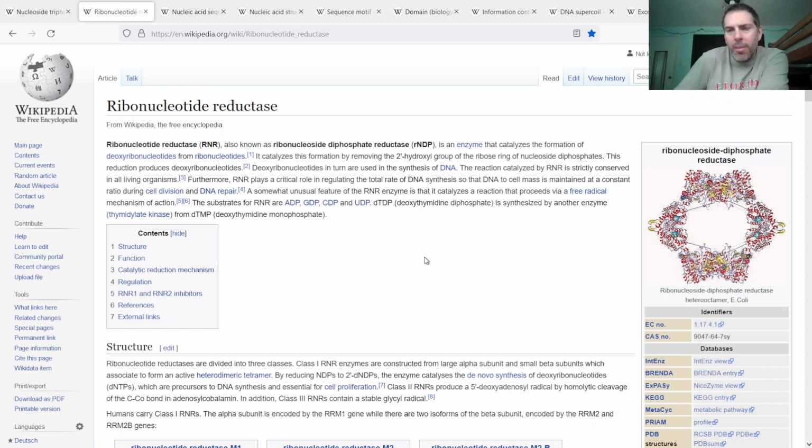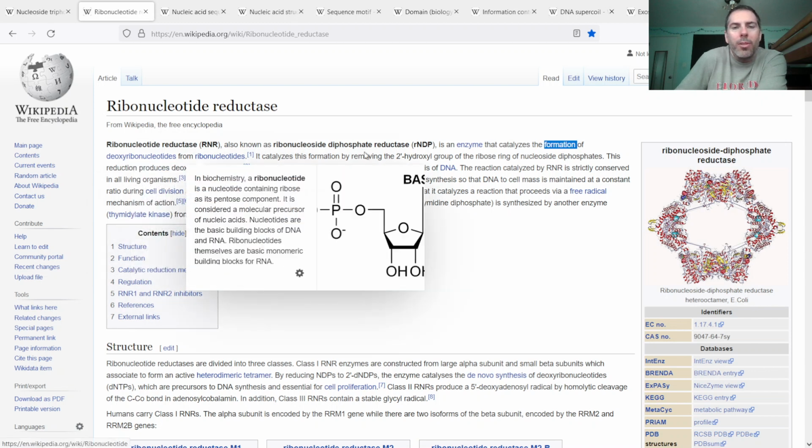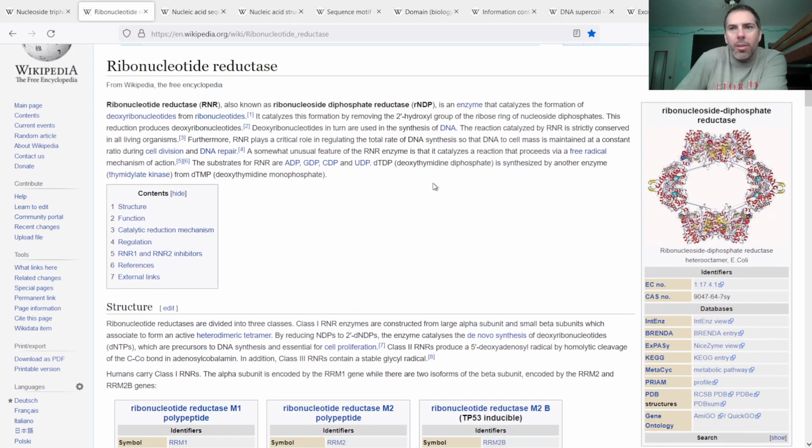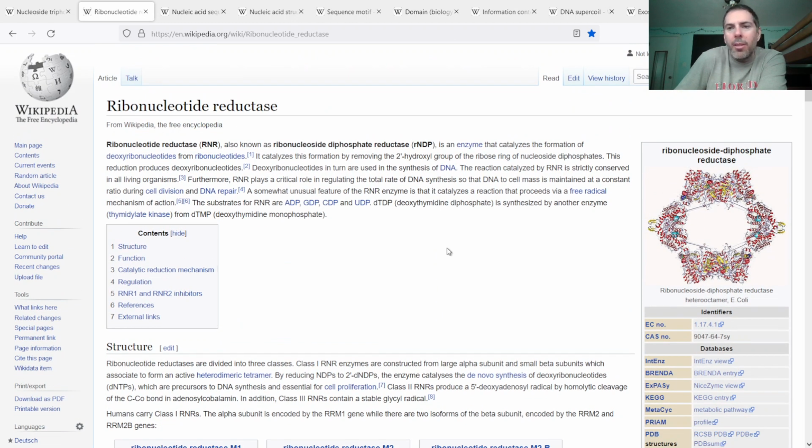So the cell will have to maintain pools of each nucleotide triphosphate or deoxynucleotide triphosphate. So there's an enzyme like ribonucleotide reductase, which can form the deoxy version from a ribo version. And there's another process to convert uracil into thymine.